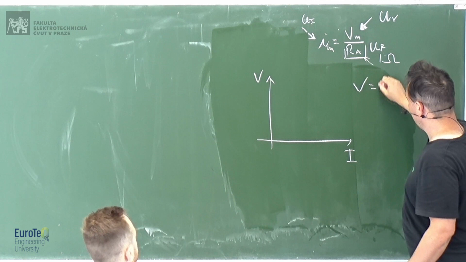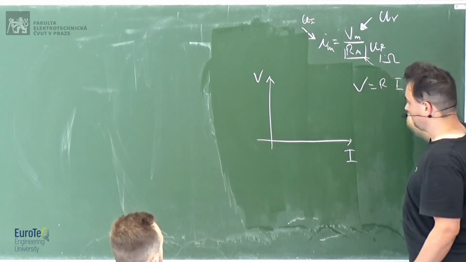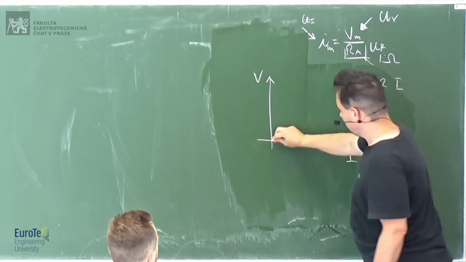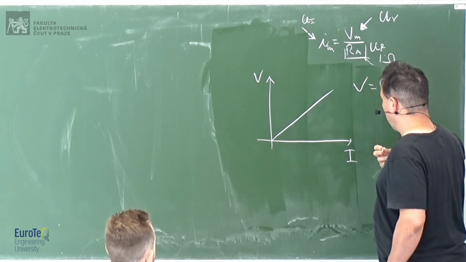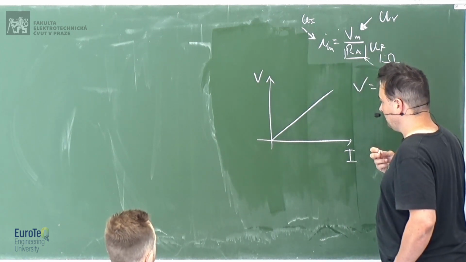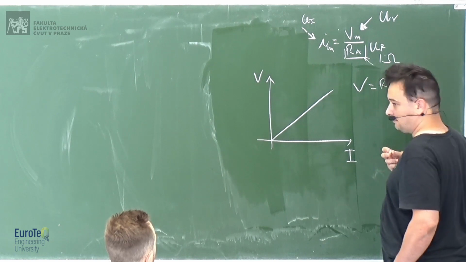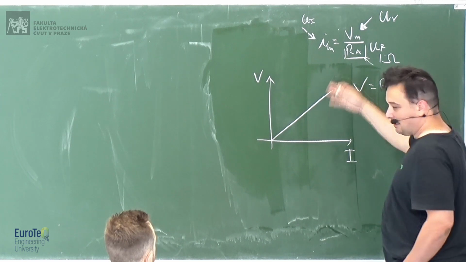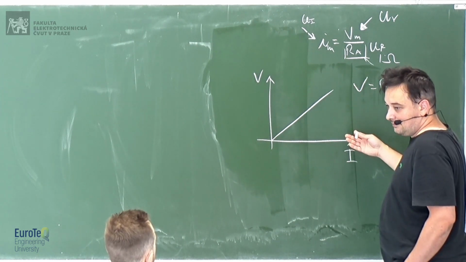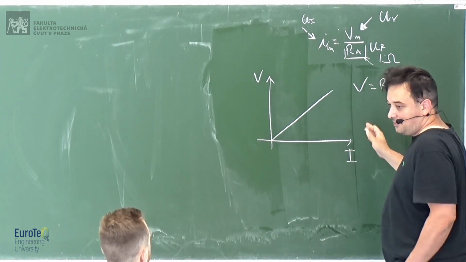So the voltage equals resistance times current, correct? Something like that. Yeah. Well, wait, shouldn't R be at the bottom there? This is the characteristic of resistance, okay? Yeah, generally speaking.